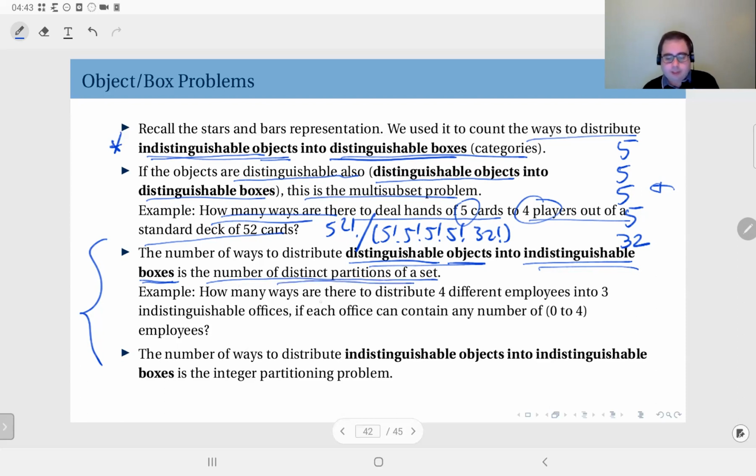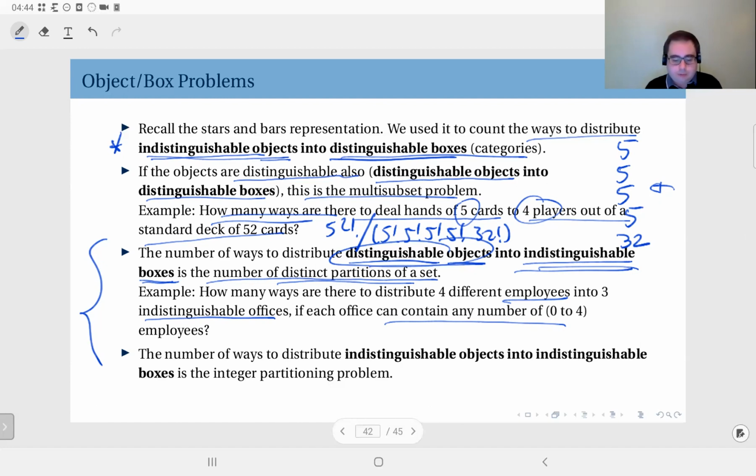For instance, how many ways are there to distribute 4 different employees into 3 indistinguishable offices, right? Each office can contain any number of employees, either 0 or 1 or 2 or 3 or 4. So you can put all 4 into a single office and the other 2 can stay empty. Or you can put them one by one and add the remaining 1 into just one of them. Or you can put 2 in one office, another 2 in another office. So you have multiple alternatives. But now the offices are identical, they are indistinguishable, but the objects, meaning the employees, are distinguishable. For instance, if you put them 2 by 2, when you swap the employees, it's a different organization. So it's a different outcome. So you have to be careful about that also.